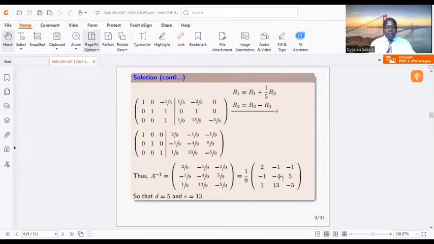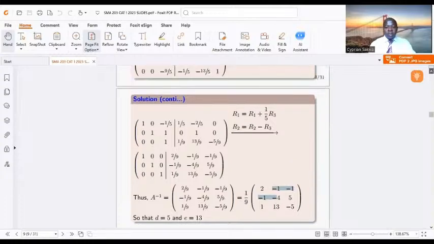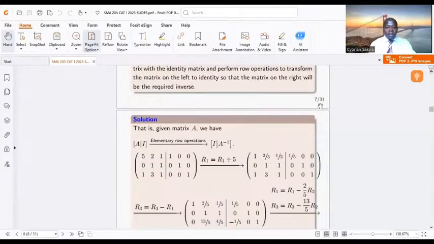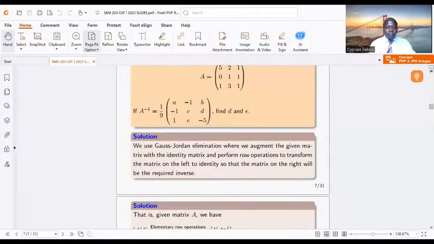And that's why, from this matrix, now they're asking you what D and E are. So D is 5 and E is 13, because you just compare this matrix here to the one given in the question and get what D and E are. The one given in the question is this. This is the matrix in the question.